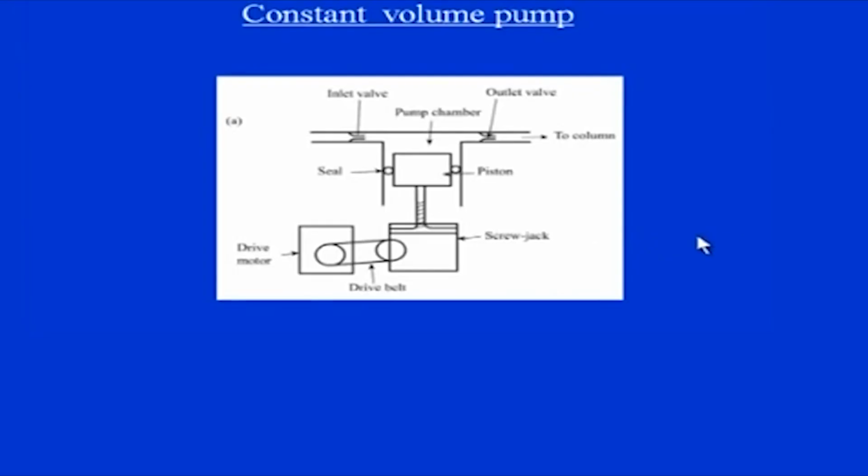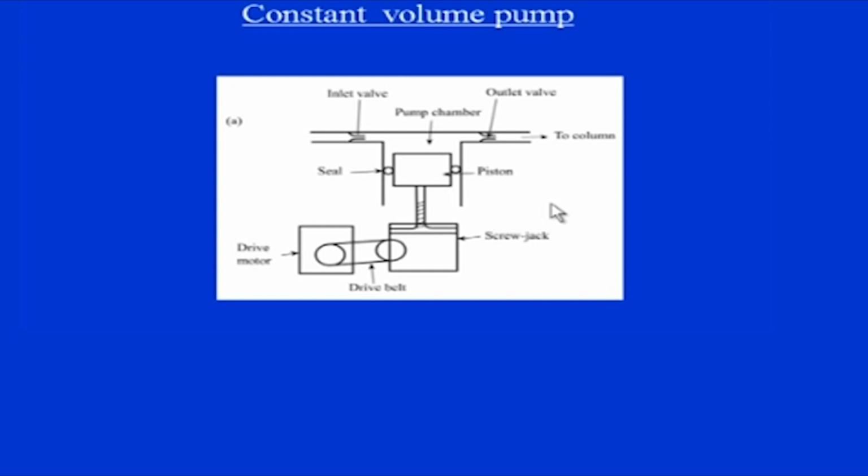All pumps used in here incorporate pulse dampeners to minimize the pulsing effect, and they have an inbuilt safety cutout mechanism to inactivate the pump automatically if the pressure within the chromatographic system changes from preset limits. Now, here is one example, the constant volume pump. This constant volume displacement pump maintains a constant flow rate through the column irrespective of the changing conditions within the column.